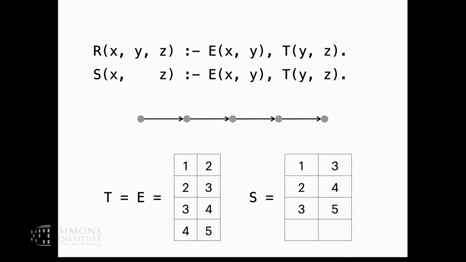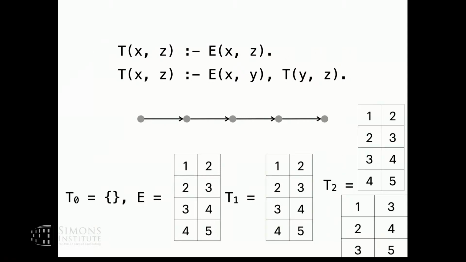We can also project things away, which just means you compute the same R, throw away the Y attribute, and make it into a set by deduplicating. The example down here: given inputs T and E, which are both this table, visualized by this graph, the R relation we get is (1,2,3), (2,3,4), and (3,4,5). For the S relation, we project away the Y column to get (1,3), (2,4), and (3,5).